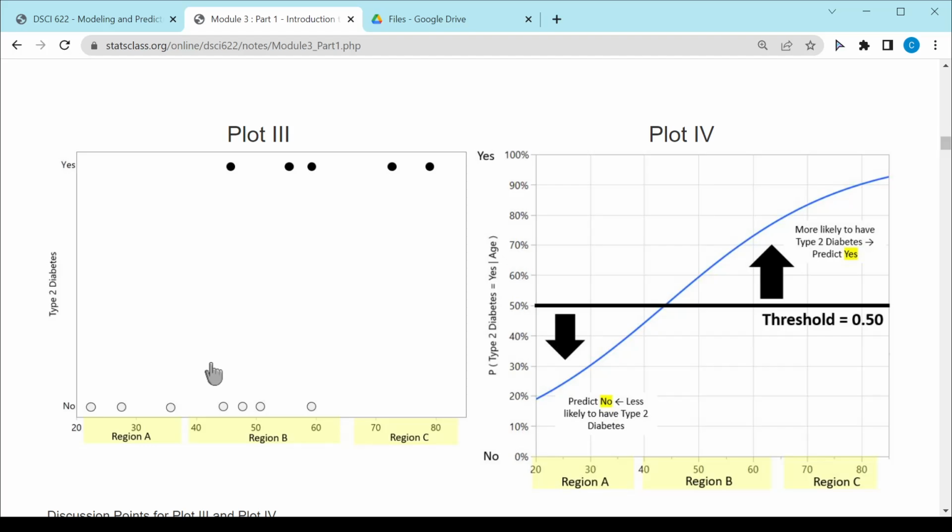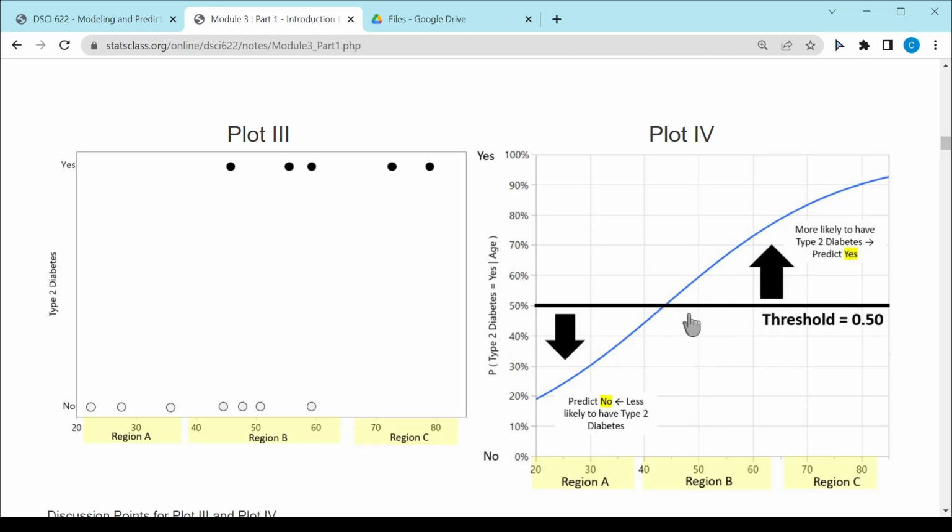In region B, the predicted probabilities are going to be closer to a 50-50 case. It's harder for me to discriminate which class they belong to when their ages are between 40 and 60. My logistic function, that's what this blue line is, is kind of in the middle there for those predicted probabilities when I'm between the ages of 40 and 60.